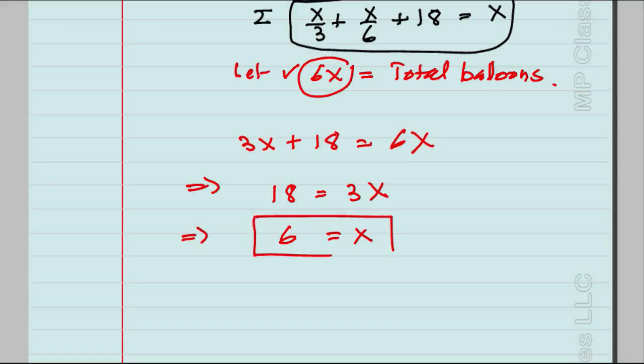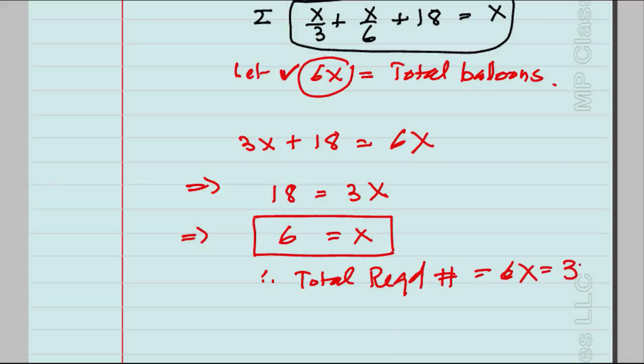But this is a caution, because your total was 6x, hence total required number 6x is equal to 36. So that is going to be your answer.